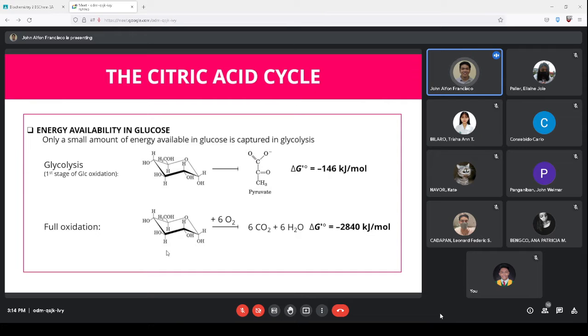This is a large amount of energy, but it is small if it will be the only source of energy for the cell. So it needs to undergo different oxidation, and with the full oxidation that the cell offers, this glucose can release a negative 2,840 kilojoules per mole using the oxidation of the TCA cycle and other oxidation.